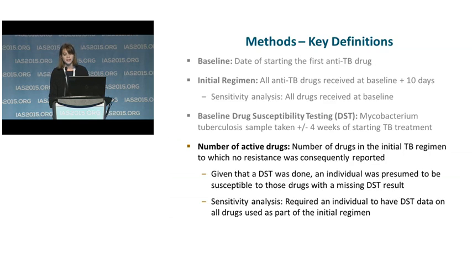So as it's not standard clinical practice to perform a DST for all possible TB drugs, we made the assumption that individuals were susceptible to drugs for which a resistance result was not reported, given that they had a result for at least one drug. But this assumption was also checked extensively in several sensitivity analyses, including one where we required individuals to have DST data on all the drugs used as part of their initial regimen in order for the number of active drugs to be calculated.